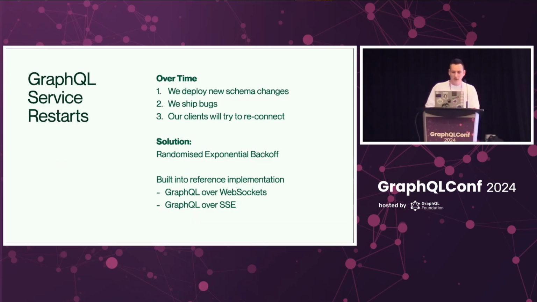And then also our GraphQL service will restart. Over time we will deploy new schema changes, we will ship bugs, and our server might die or restart, and our clients will start to reconnect. There can be an issue here, because if we disconnect all our clients and all our clients then try to reconnect at the same time, it could end in DDoSing our server. So one cool thing here is that both reference implementations for GraphQL over WebSocket and GraphQL over SSE already have randomized exponential backoff implemented, so that makes it less likely to happen.